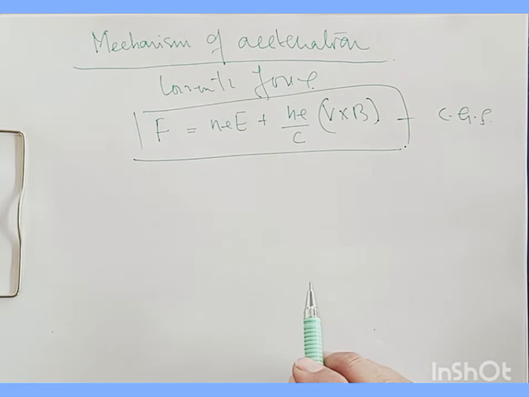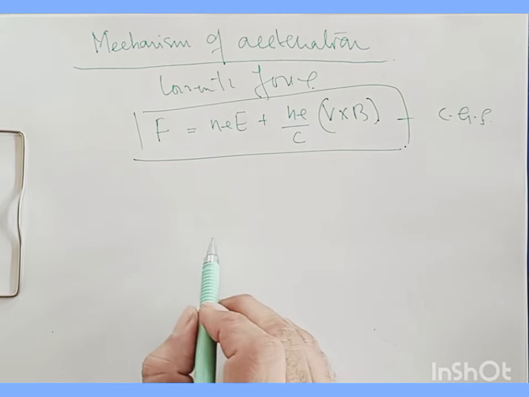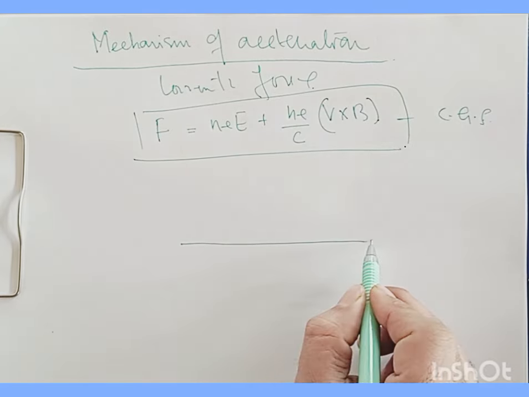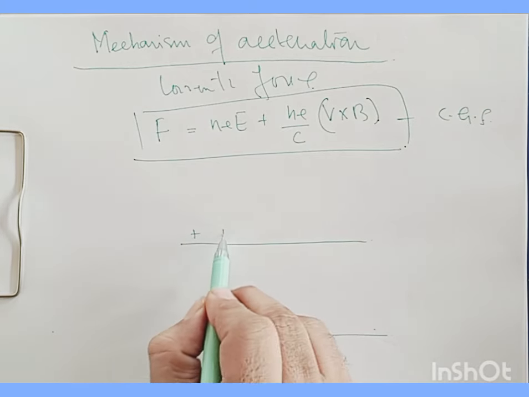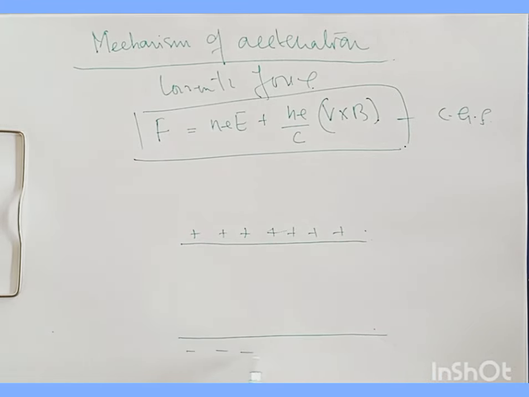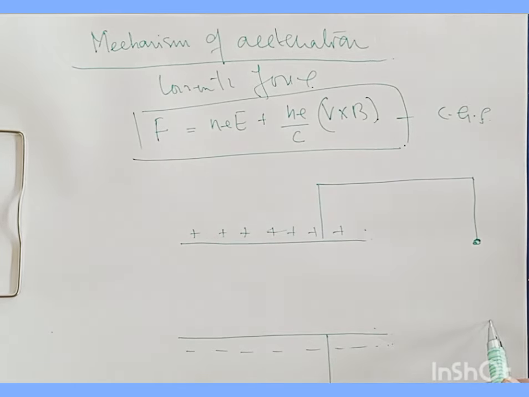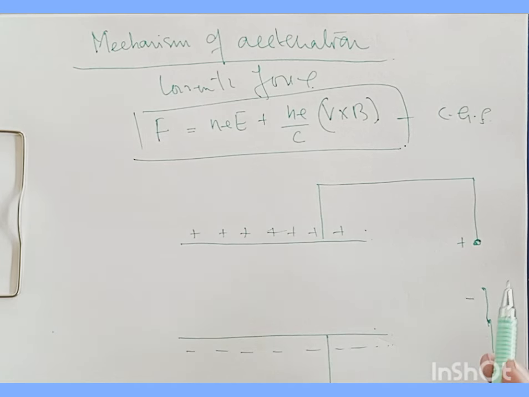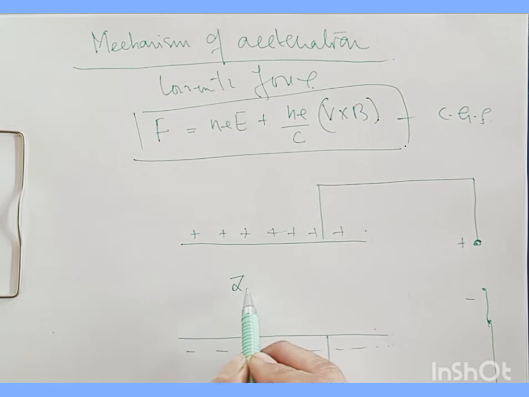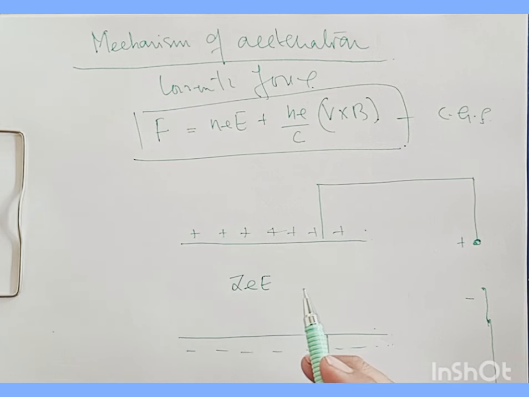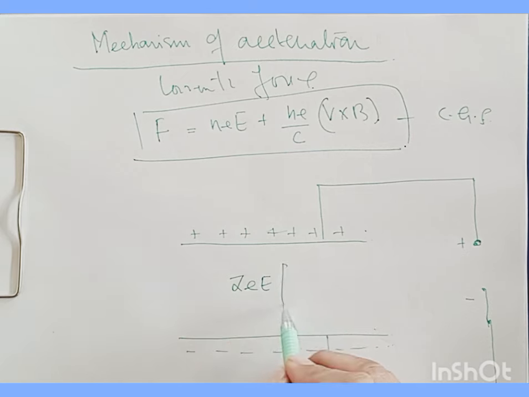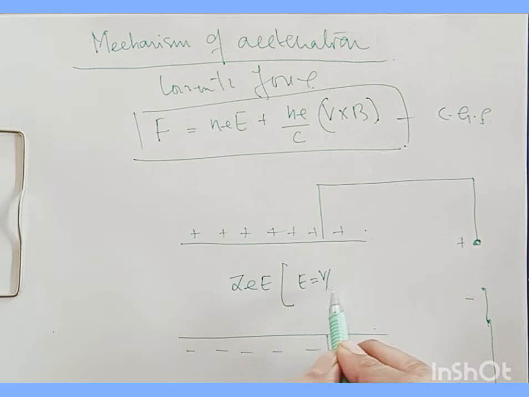So what we see here is a charged particle. Let's go with some diagram over here. Let's have a positive plate and a negatively charged plate. Now, we have a charged particle which we place in this electric field. It gets accelerated by the force, and that force is ZeE. And this E is our electric field, and we can write E is V by d.